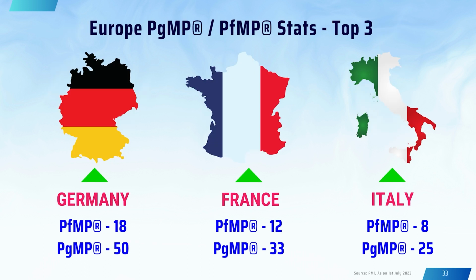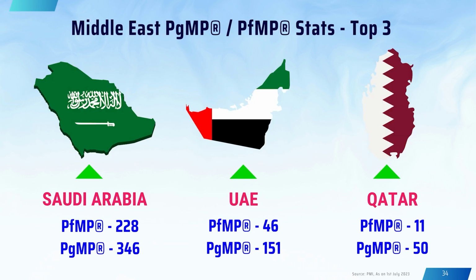Then Europe, Germany has 50 PgMPs. Saudi Arabia is doing really good, especially at the PfMP level. PfMP is almost touching PgMP with 100, only a difference of 100. So if you are in Saudi or UAE, there's a lot of importance given to people with the PgMP and PfMP. So if you are still thinking, don't think too much, get yourself started.